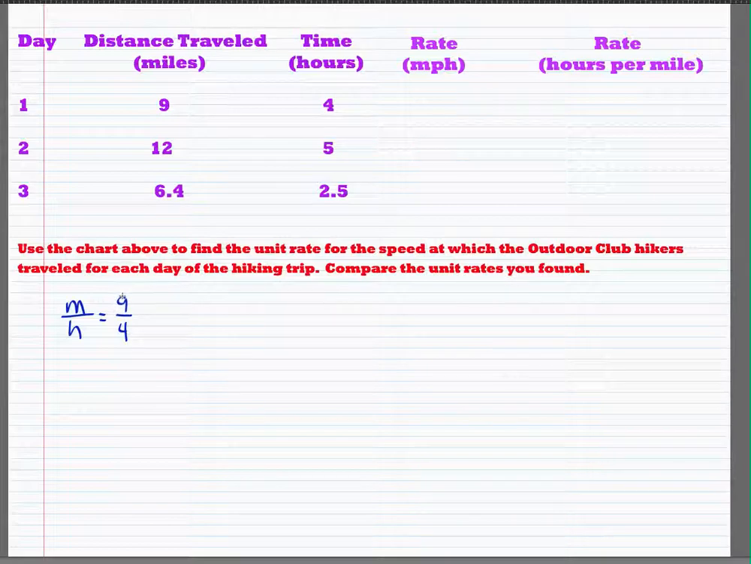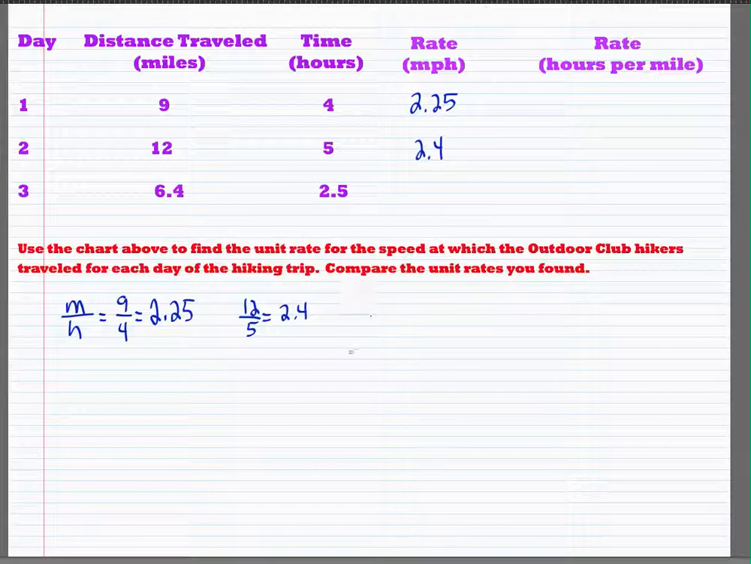So a fraction is a division problem that hasn't been done yet. If I do 9 divided by 4, I get 2.25. So my rate in miles per hour is 2.25. Again, just the way I'm asking for the question, miles per hour. For the next one, sticking with miles per hour, day 2, the miles were 12. The hours were 5. So 12 divided by 5 gives us 2.4. On the second day, they traveled at a rate of 2.4 miles per hour.